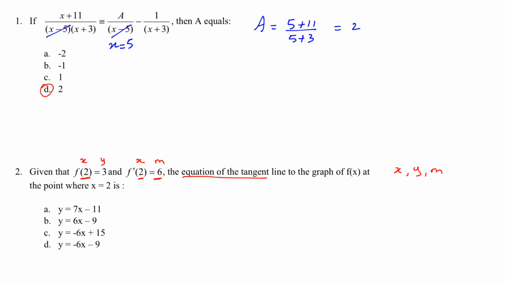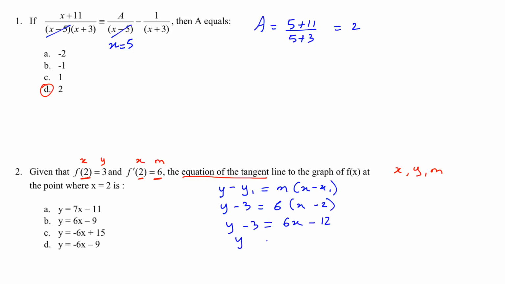Now that we have this information, we have x, y, and m. We will substitute in y minus y1 is equal to m times x minus x1. So replace the y, which is 3, gradient, which is 6, and x, which is 2. 6x minus 12, bring the negative 3 to the other side, it will become positive 3. So 6x minus 9. Answer is B.